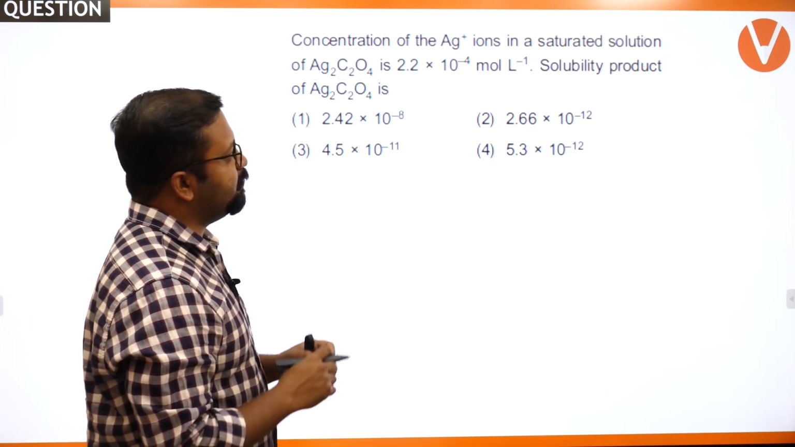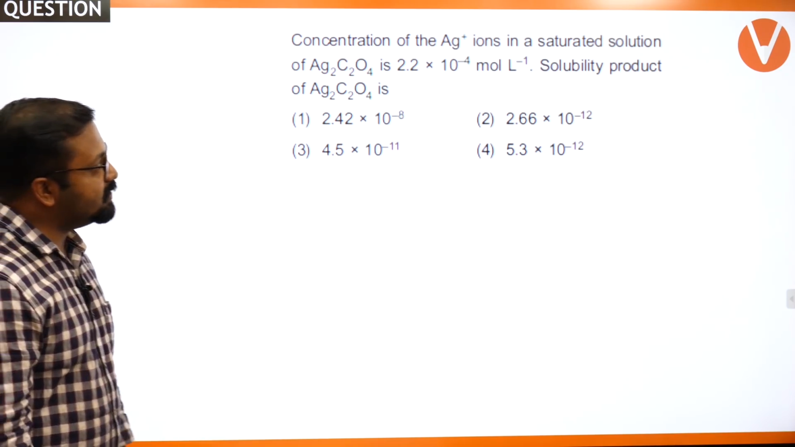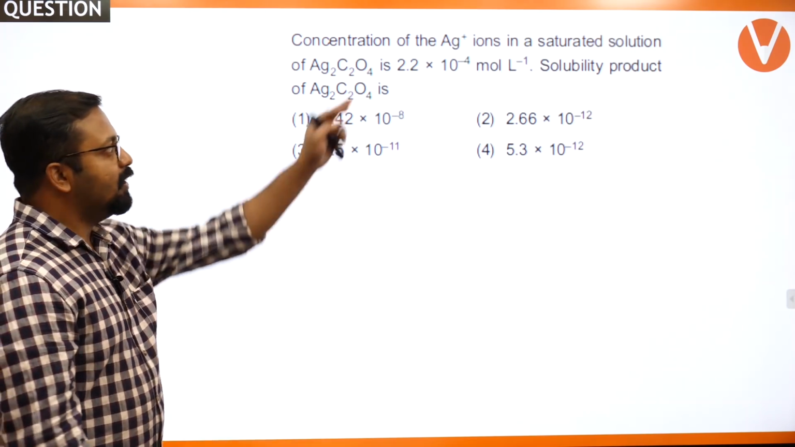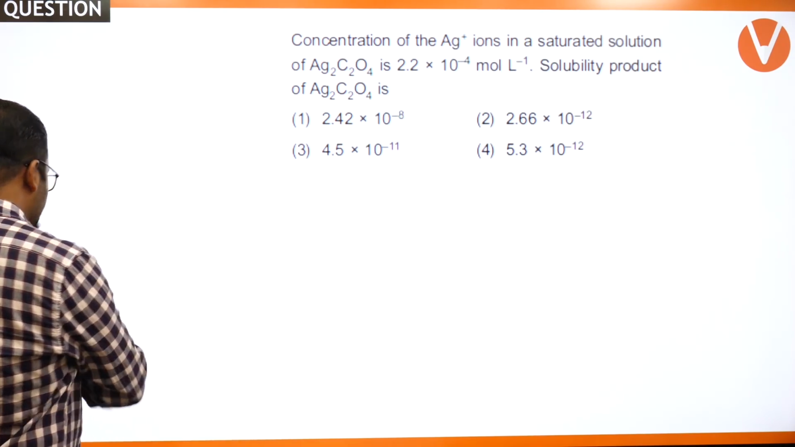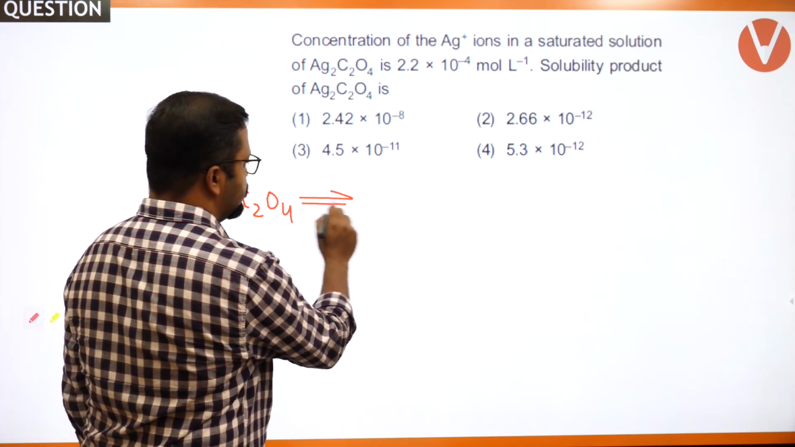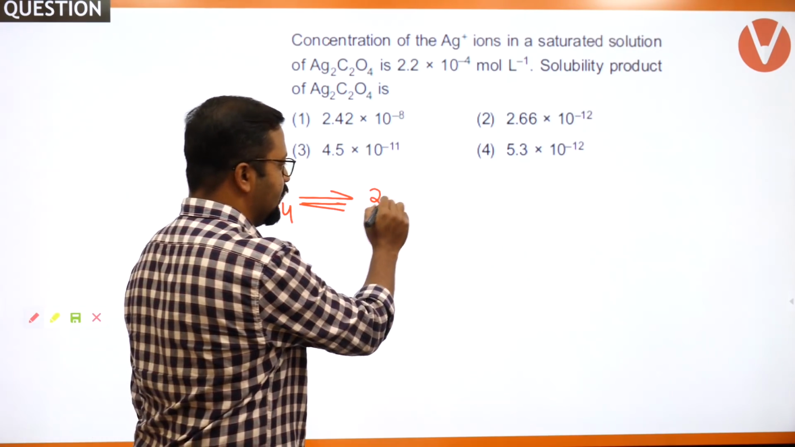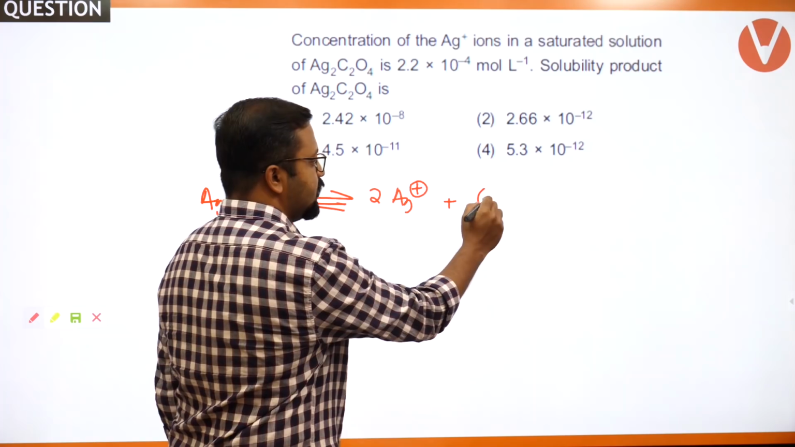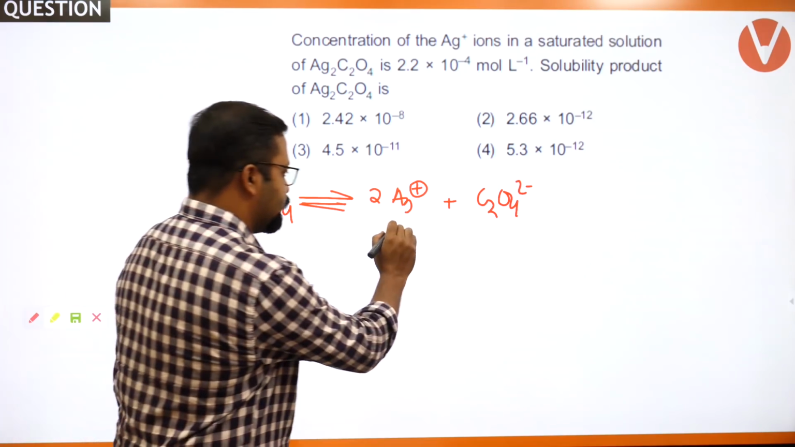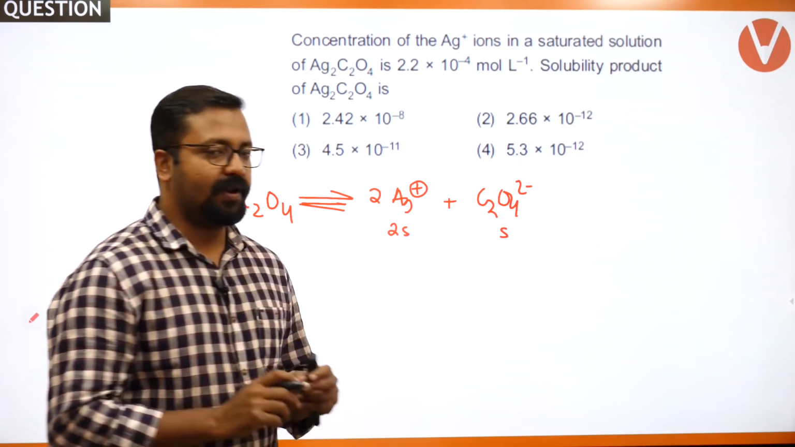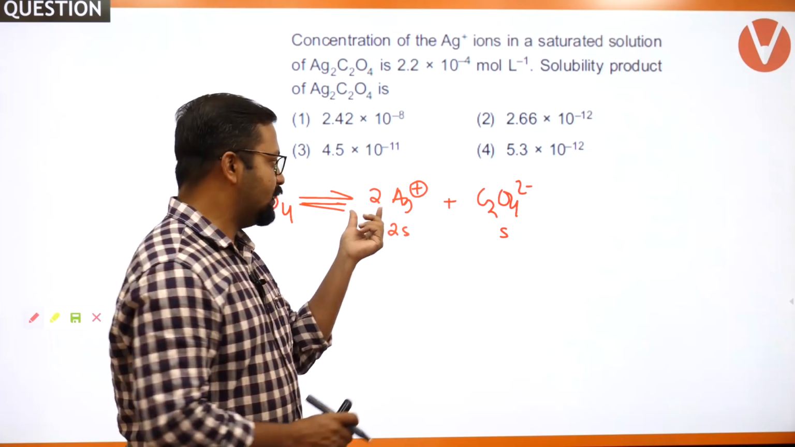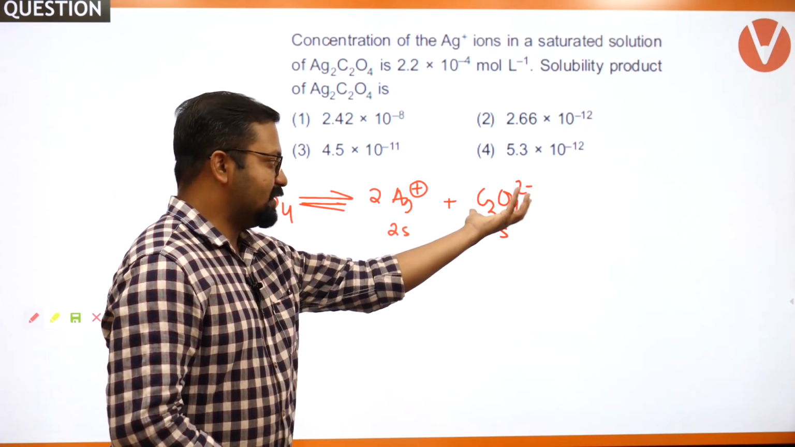Next, the concentration of Ag+ ions in a saturated solution of Ag2C2O4 is 2.2 × 10^-4. Solubility product is to be calculated. Now the concentration is given. It's a very simple question. If I just write Ag2C2O4 and look at how many ions are produced, I'll get 2 Ag+ ions and a C2O4 2- ion. Now if the solubility is S, then this will be 2S and this will be S. So if I take the ratio of Ag+ and C2O4, that will be in a 2:1 ratio. So this is exactly half of this.